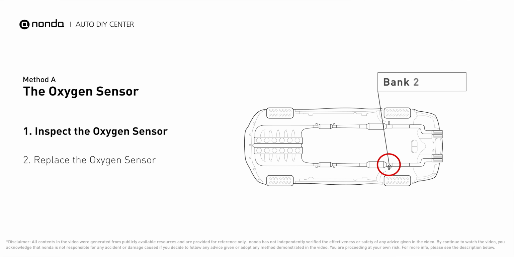This oxygen sensor is located right after the catalytic converter. Bank 2 is on the side with the cylinder number 2. Sensor number 3 is downstream of the last catalyst in the exhaust system.